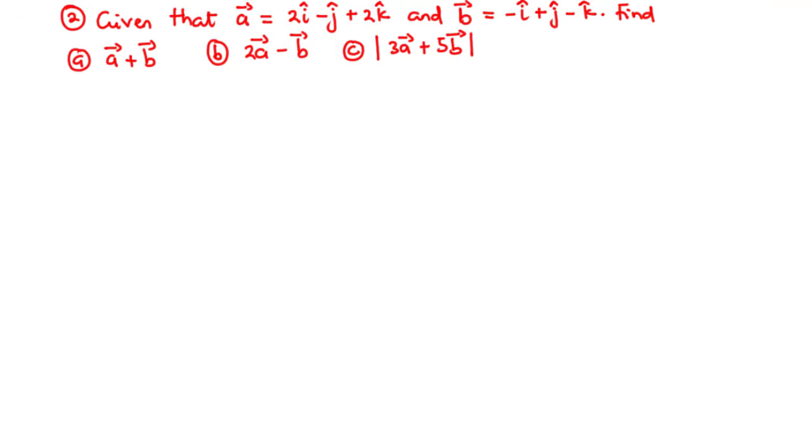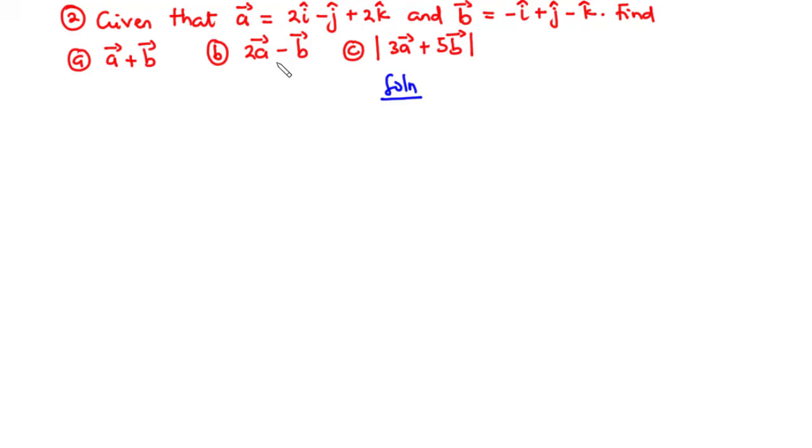So for example 2, given that vector A is equal to 2i cap minus j cap plus 2k cap, and vector B is equal to negative i cap plus j cap minus k cap, find A, vector A plus vector B, B, vector 2A minus B, and then C, the magnitude of the vector 3A plus 5B. So let's solve these together.